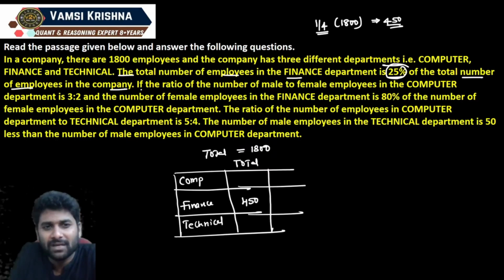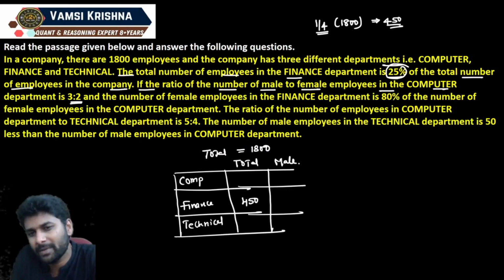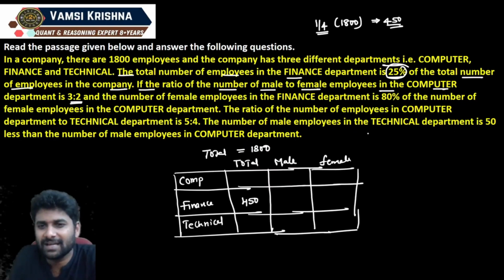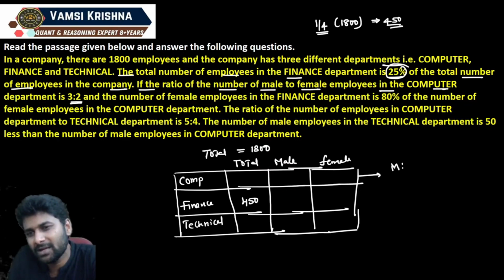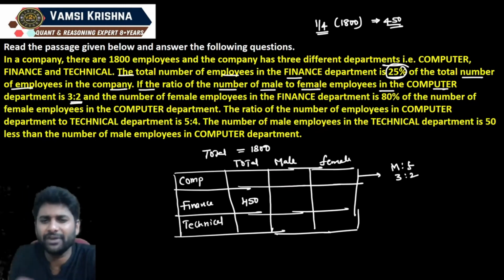Next information: the ratio of male to female employees in the computer department is 3 is to 2. Again, you should identify how many male persons and how many female persons there are. They clearly mention that the male to female ratio in the computer department is exactly equal to 3 is to 2. Try to understand the meaning of ratio. If there are 5 people, 3 are male and 2 are female. And we still don't know the total count of the computer department.